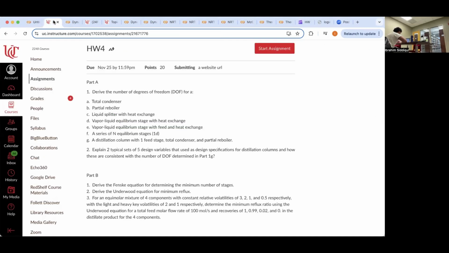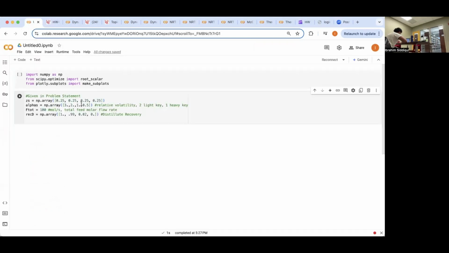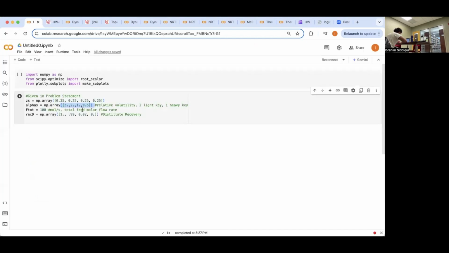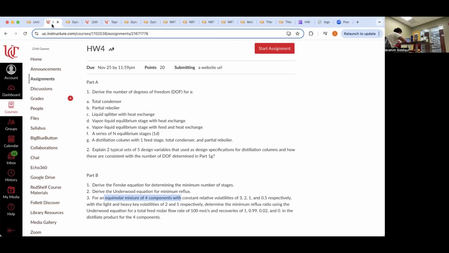As you can see here, we have an equimolar mixture of 4 components with constant relative volatilities of 3, 2, 1, and 0.5. That is right here, and that includes our 2 light keys and one of our heavy keys. And of course, that equimolar mixture is what we have right here in this array. As well as that, we have our minimum.